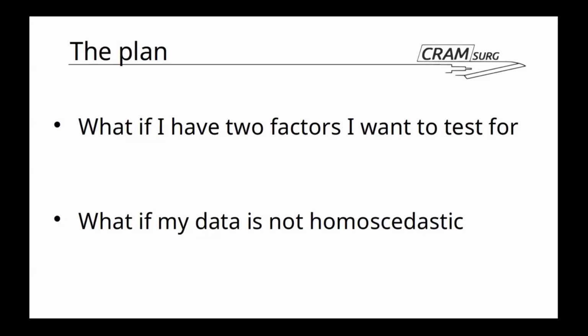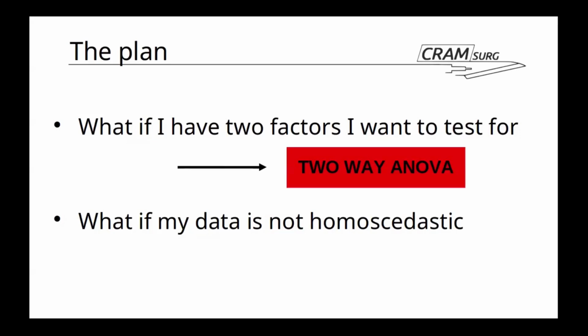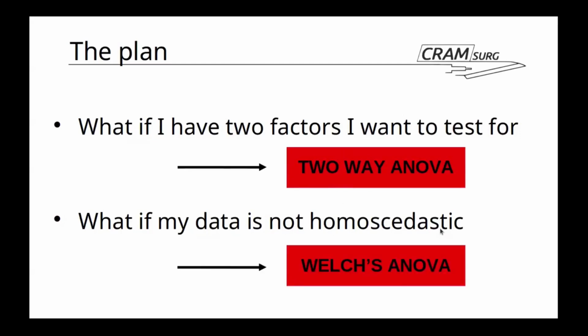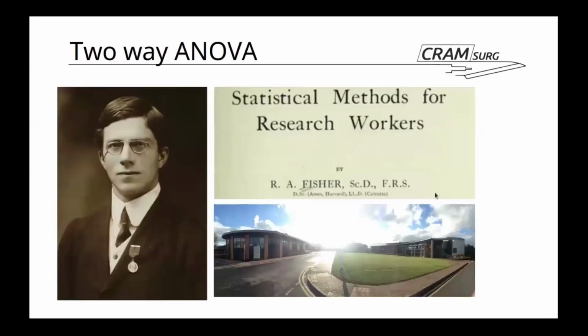And if you remember, we said that ANOVA can be used only if the data is homoscedastic, that is to say, the variances of the groups that you've got are comparable. Today we're going to see what we can do if the data is not homoscedastic. So let's explain a little better what we do if we have 2 factors that we're interested in. We're going to do a two-way ANOVA, and if the data is not homoscedastic, we're going to do a Welch ANOVA. And again, we're going to talk about it a bit more.